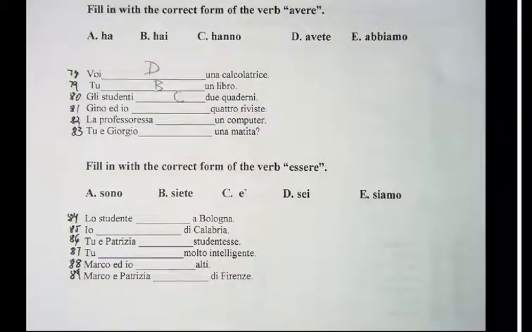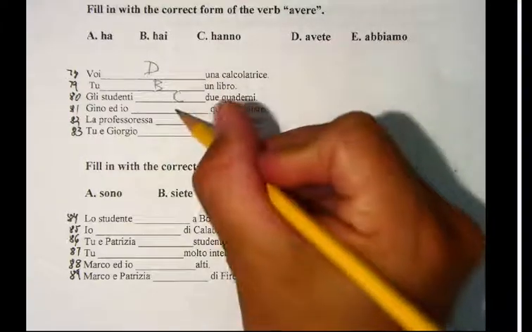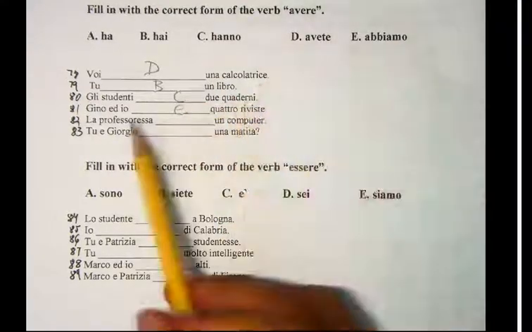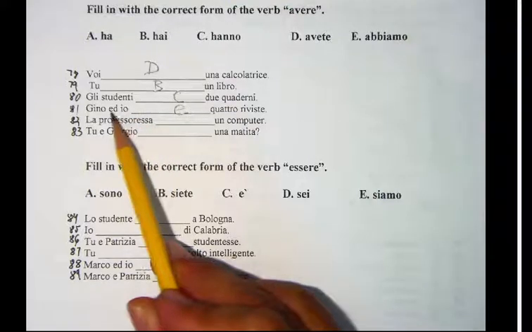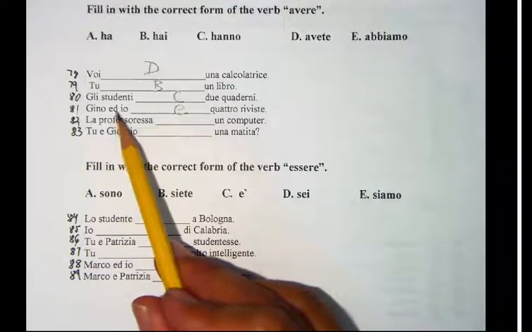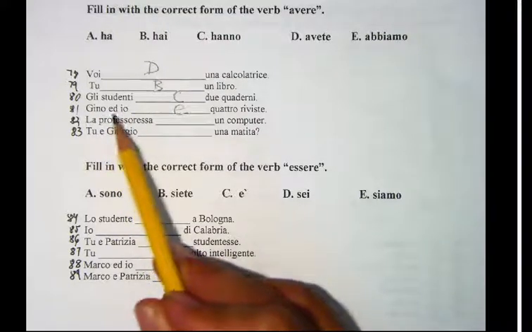Gino ed io. Well, I plus anybody else is we. Noi. So the noi form is going to be e. That's what I mean by knowing what verb should go with it, even if it's not explicitly stated. It doesn't say noi here. By saying Gino and io, you should know that it means noi.